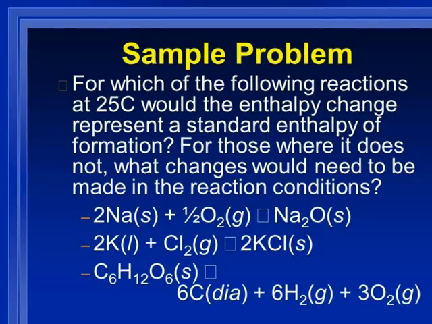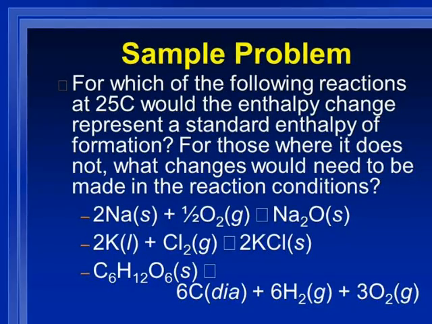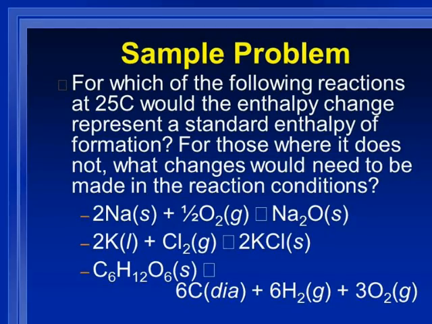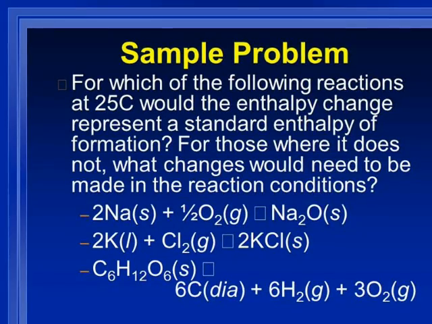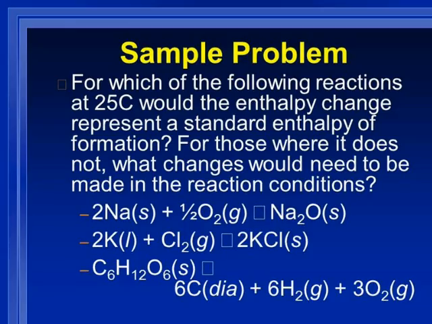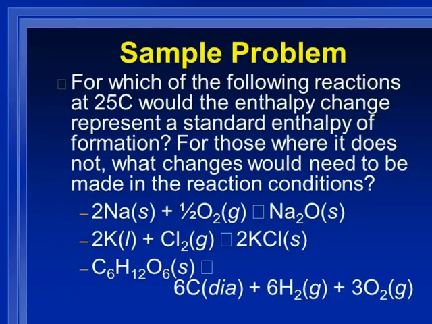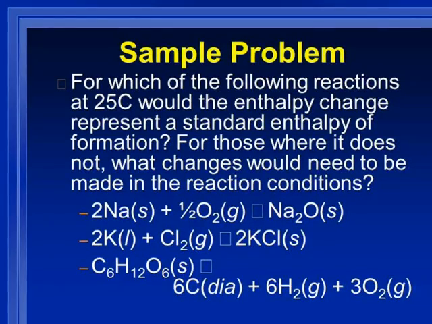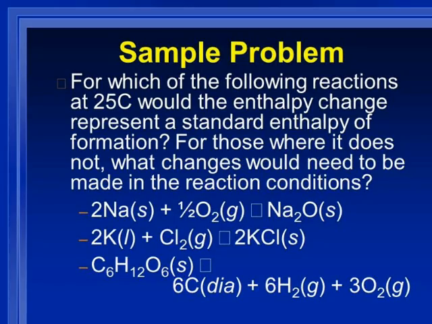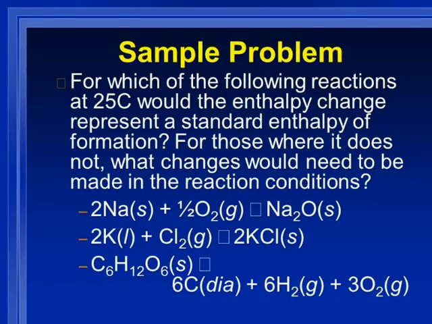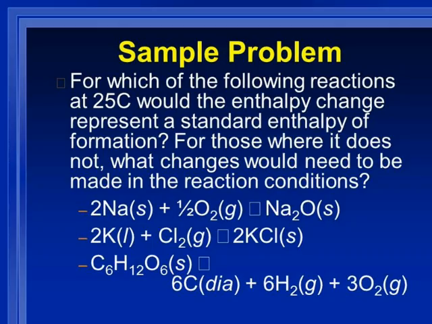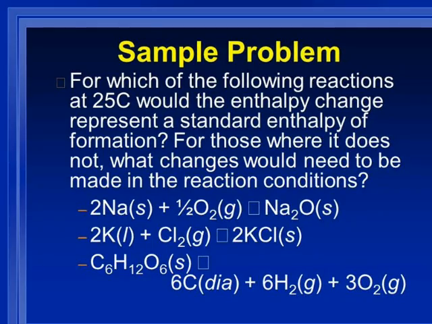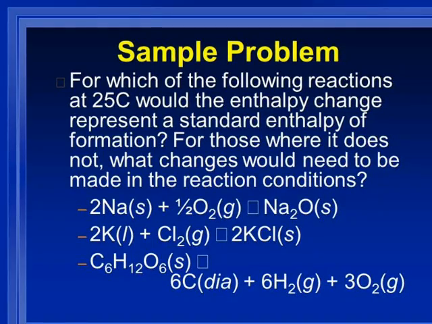Chlorine gas, that works. But we've got 2 KCl's. The product has to have a coefficient of 1, so we'd have to cut everything in half. The coefficients would really have to be 1, 1/2, and 1 for that. KCl is a solid product, that's right. So 2 things to change in that. We'd have to change potassium to solid. We'd have to cut all the coefficients in half. So we had 1 in front of the product.